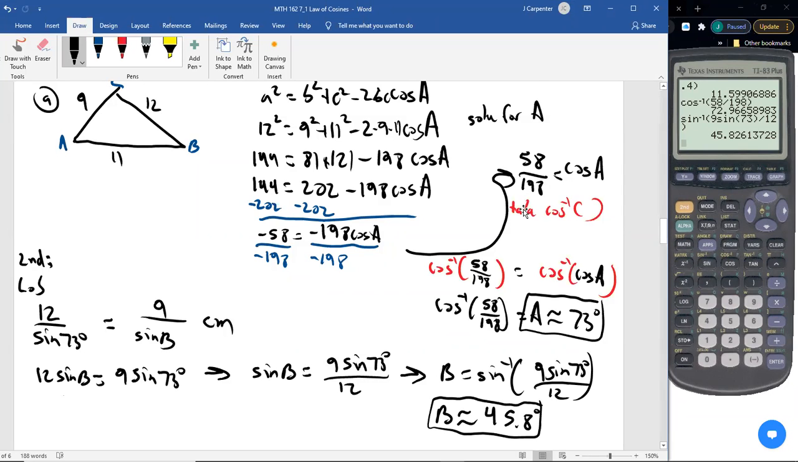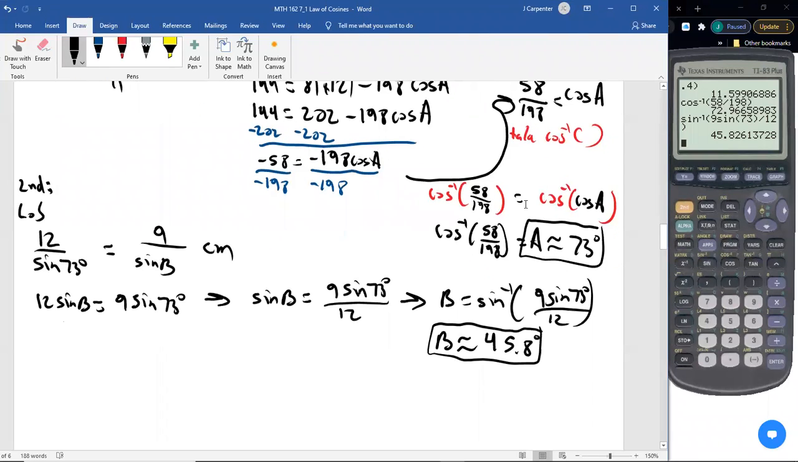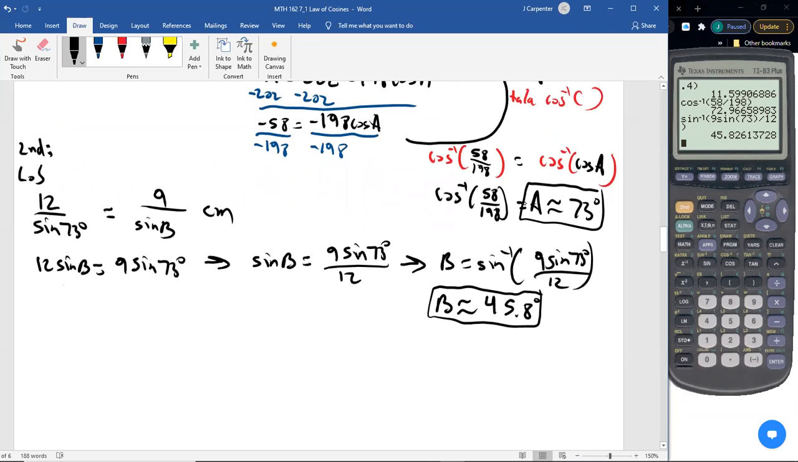You could use law of sines to find the third one. You could use law of cosines to find the third one. Both of those are going to be way longer than just doing angle C is 180 minus the others. That's that 107, 67, 62, 61.2.